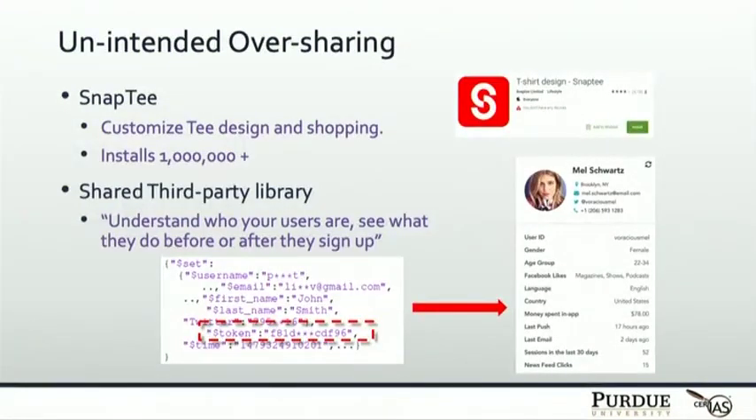And this case is an unintended oversharing case. So this app is called SnapT, which is used for customizing tee design and shopping. We found that it is sharing the user's information with a third-party library. The library claims that it can help you understand who your users are, and see what they do before or after they sign up. Okay, so obviously it is collecting private data.